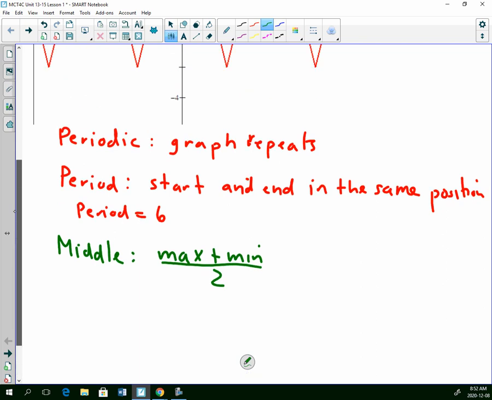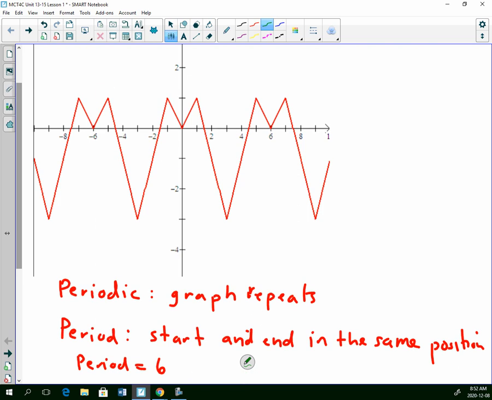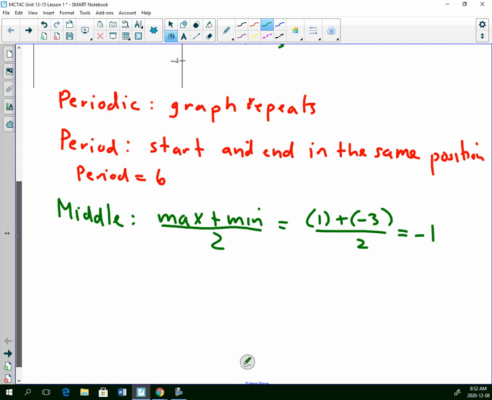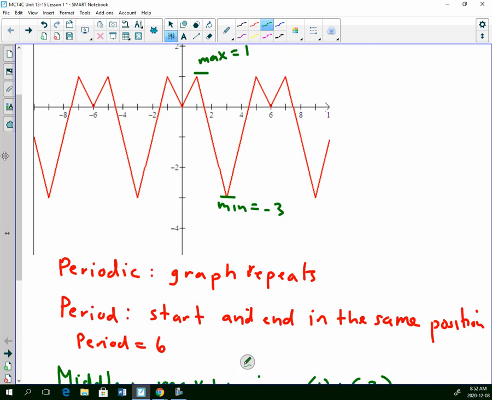Okay, so this curve has a max of 1 and a minimum value of -3. So I could take the top 1 plus the bottom -3, divide that by 2, and I could find the middle at -1. So that would be the middle of the graph. So I can just sketch that in there.